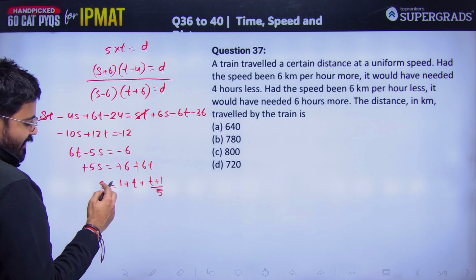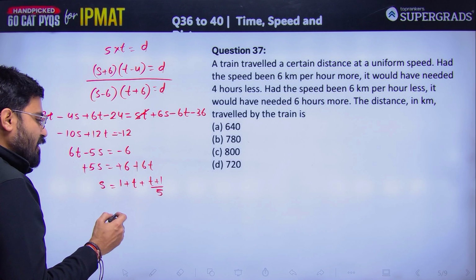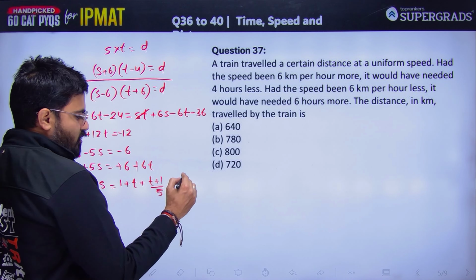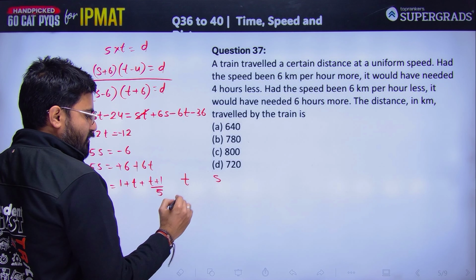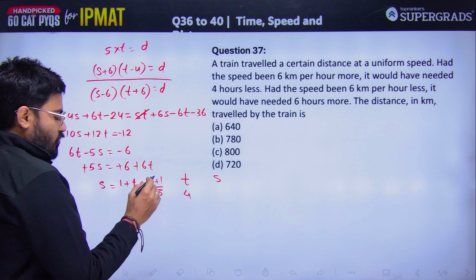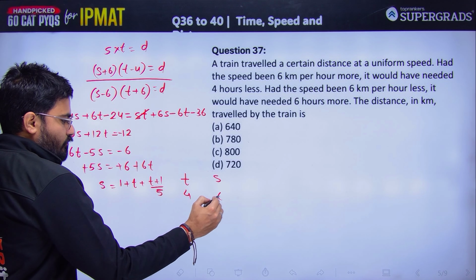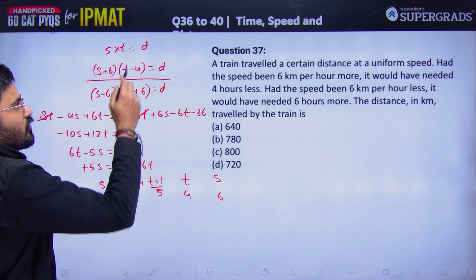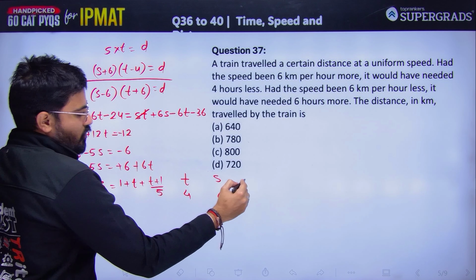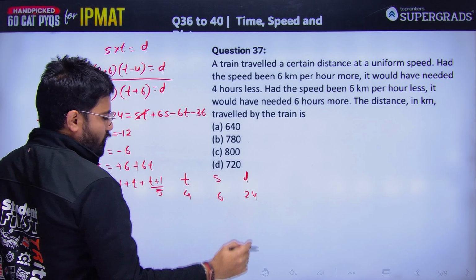तो अब s अगर मुझे इंटीजर चाहिए तो t की वैल्यू क्या रखनी पड़ेगी, 4. सो लेट्स पुट t और ऑब्टेन s. तो t अगर मैंने 4 रखा तो ये बन जाएगा 1 प्लस 4, 5 प्लस 1, 6 इंटू 4, तो डिस्टेंस कितना आ जाएगा, 24. यहाँ पे डिस्टेंस कितना आ रहा है, 24.